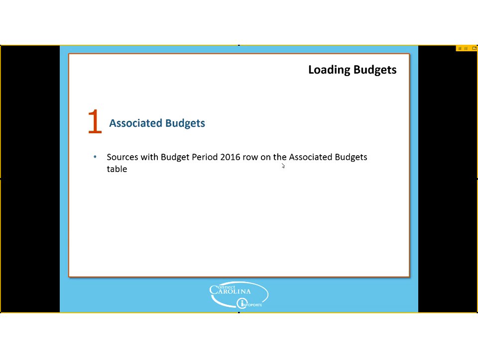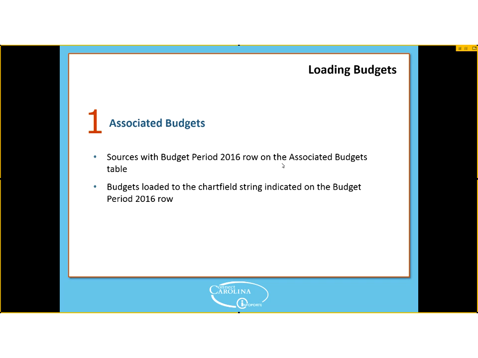So you will know that a source is associated if there is a budget period 2016 row on the associated budgets table. And I'm really specific about this budget period 2016 because there were sources that were associated in 2015, and folks decided that they didn't want them associated, and so they don't have a budget row for the current fiscal year. So what we're looking at are things that have current rows on the associated budgets table. All right, and I'm going to give you a screenshot of what that looks like in just a minute.